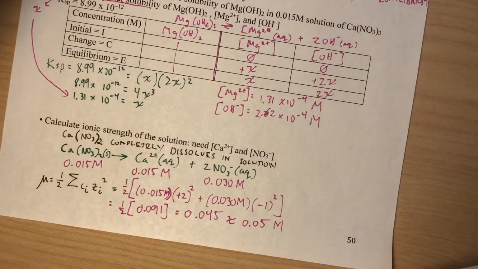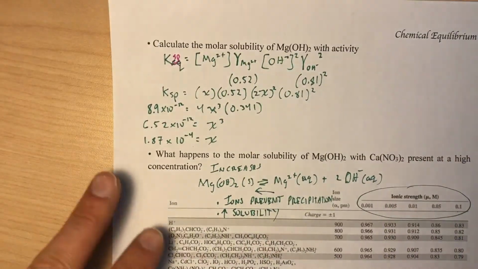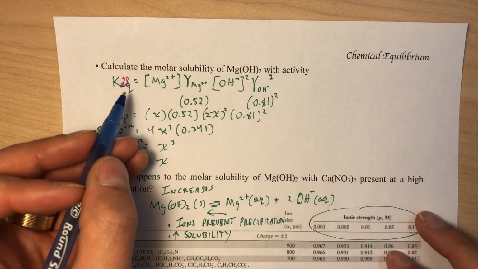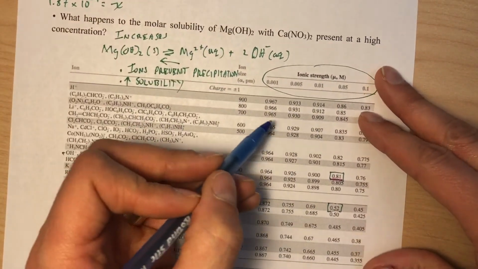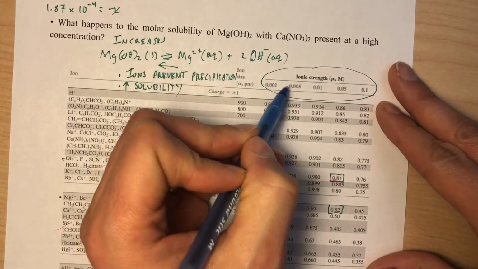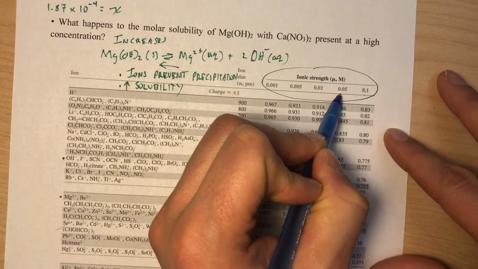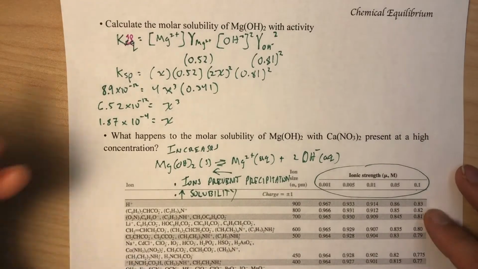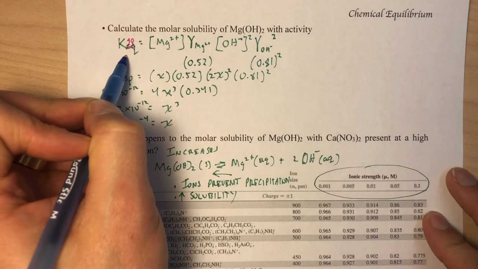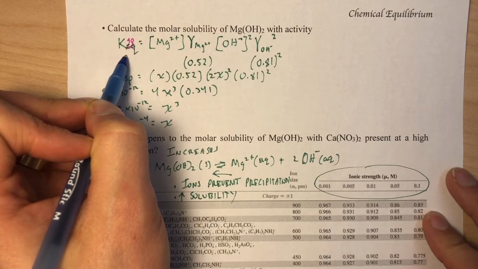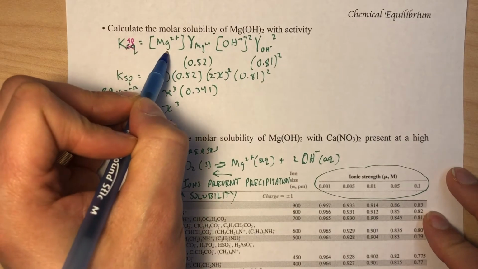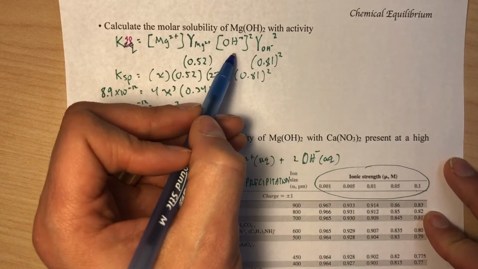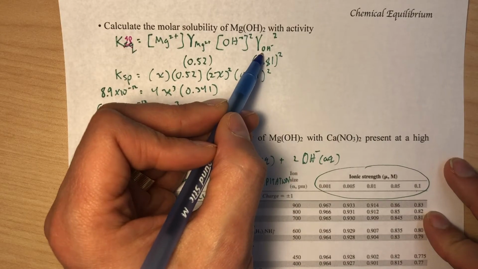Now that we have this information, we can calculate the molar solubility of magnesium hydroxide with activity. Until we calculated the ionic strength, we were not able to figure out which values to get from this table. But now that we have an ionic strength, which is equal to 0.05, we know that we're going to be dealing in the second to last column for our activity coefficients. So we now include gamma and activity for our KSP. KSP for magnesium hydroxide is going to be equal to the magnesium ion times its activity coefficient times the square of hydroxide times the square of its activity coefficient.